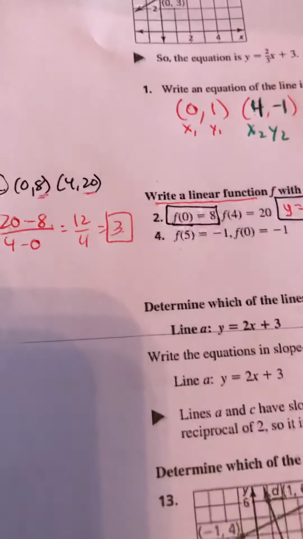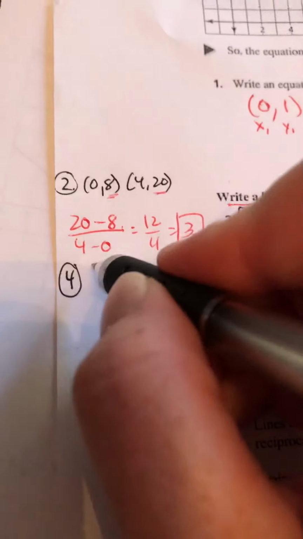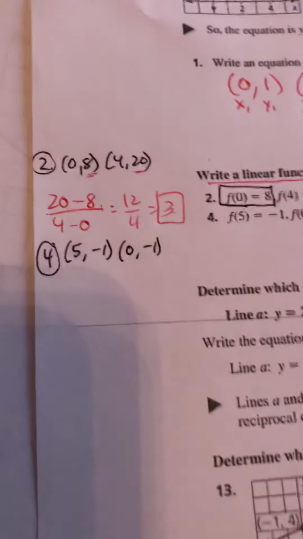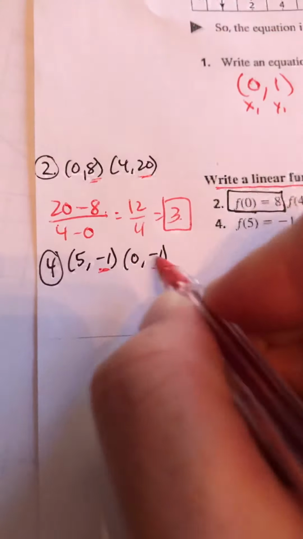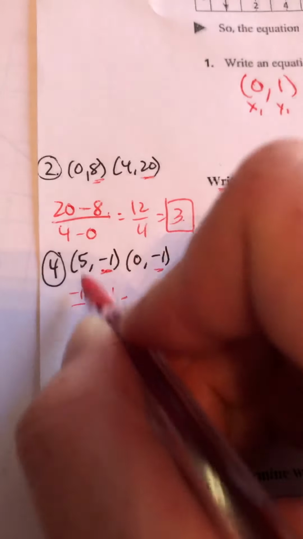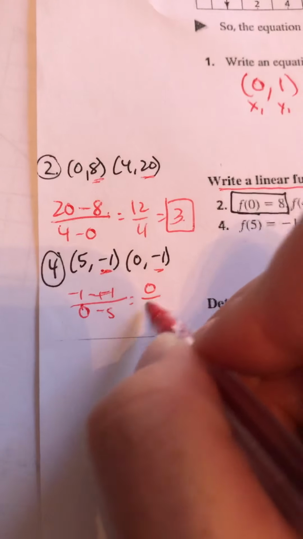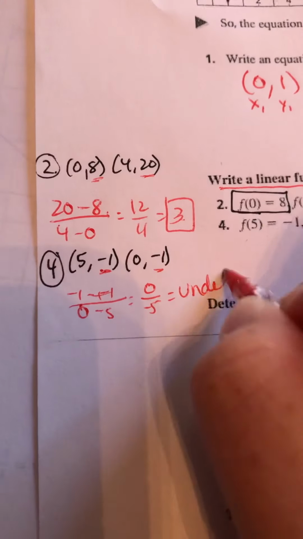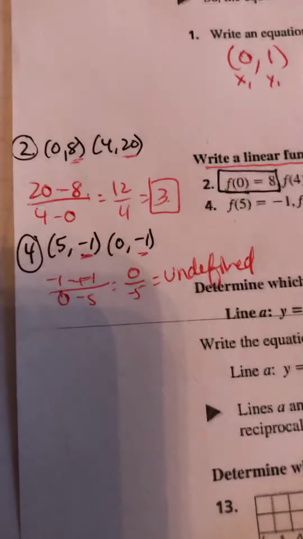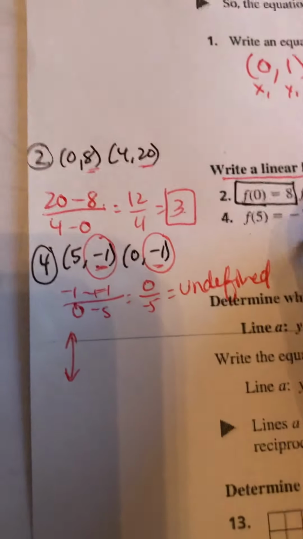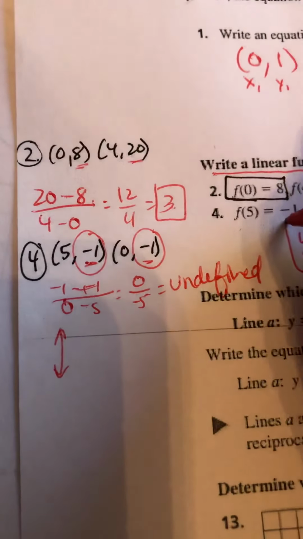Okay, so going over here, I'm going to do number 4. And so that is 5, -1, and 0, -1. Now this one's going to be weird. It's okay though. Here's my y's. -1 minus -1 and 0 minus 5. So double negative becomes a positive, and this is 0 over -5, which means it's undefined. Undefined graphically means that it's going up and down like this. But do you see how they're both -1? So my equation is y equals -1.